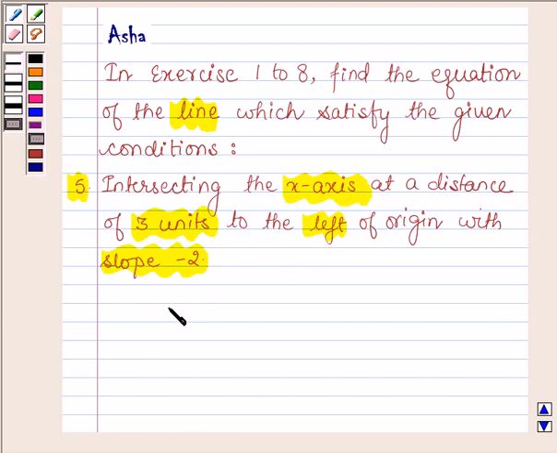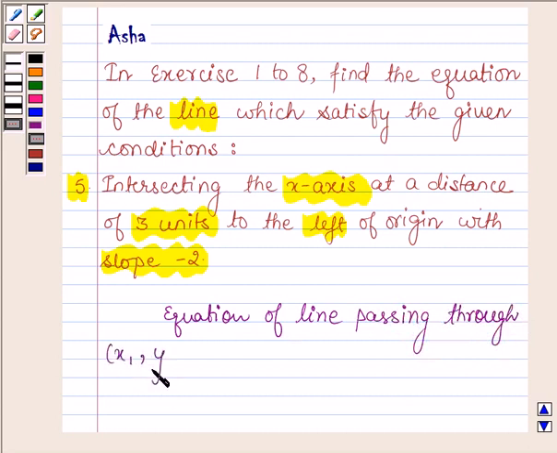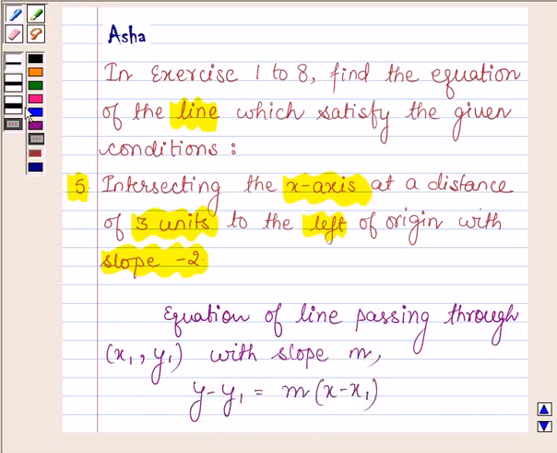First, let us learn the equation of a line passing through a given point. Let the point be (x1, y1), having slope m, is given by y minus y1 is equal to m times (x minus x1). So with the help of this idea, we are going to solve the above problem. So this is our key idea.